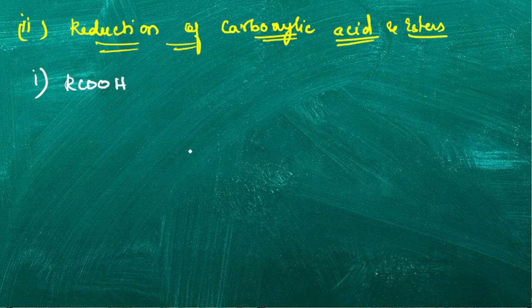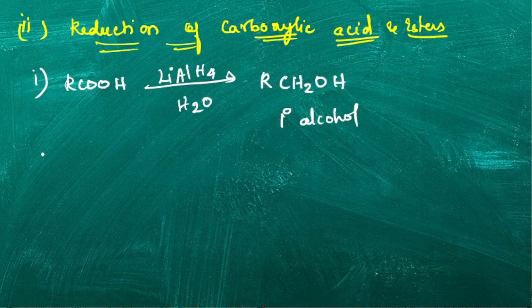When the carboxylic acid is reacted with LiAlH4, in the presence of H2O, you are going to get RCH2OH. That is, you are getting the primary alcohol. So, next, you are going to take the ester. Ester is nothing but RCOOR.